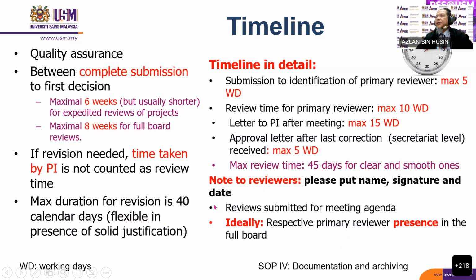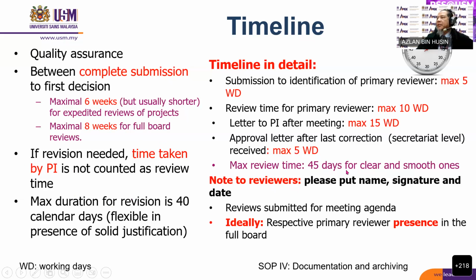So timeline, this is for your guidance. Normally from the start of complete document submission until the first decision, either reject, approve, or major revision, for expedited review it is 6 weeks, meaning low risk research and so on. For the full board review, more than low risk, it will be 8 weeks. Why do we say this? Because after the first decision, whether rejected, resubmission or major revision, the time taken by the PI will not be counted in this so-called timeline.